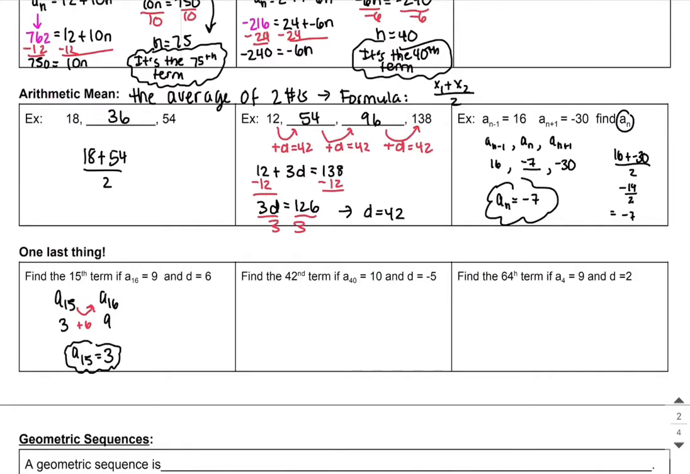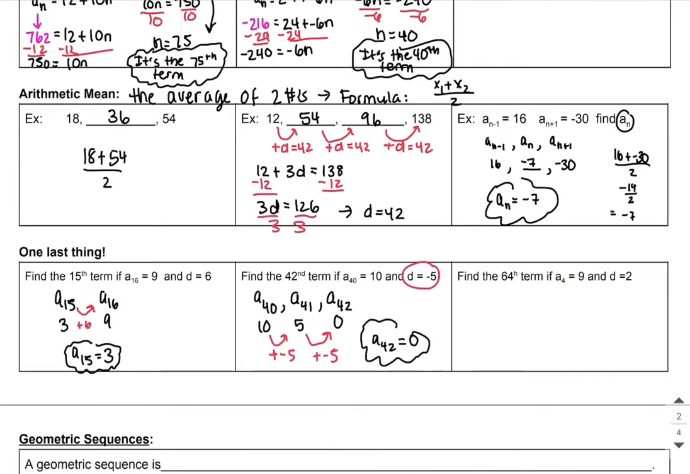Then the next one is find the 42nd term if I have a sub 40 is equal to 10 and d is negative 5. So I have a sub 40, then I would have a sub 41, then I would have a sub 42. I start with 10. I'm adding negative 5 each time, so I'm adding negative 5 to that, and that's going to give me 5. And then I'm adding negative 5 to that one more time to get to the 42nd term, which would give me a 0. So a sub 42 is equal to 0.